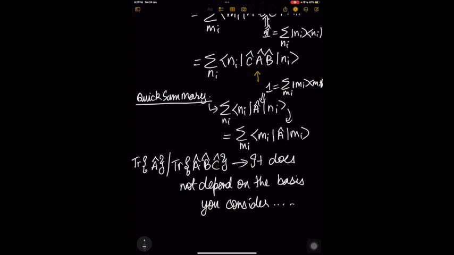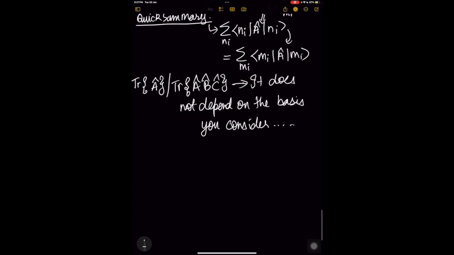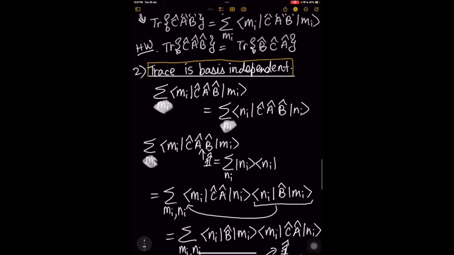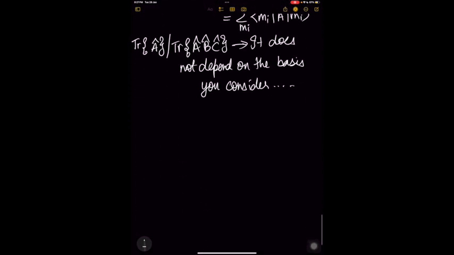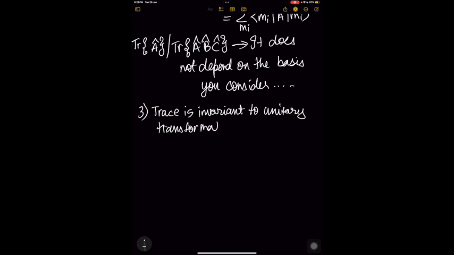So these two properties are the most critical ones, but let's consider a third property, which is really not too important, but since it's given in various textbooks, I shall cover it too. The trace is invariant to unitary transformations of operators. What does that mean?